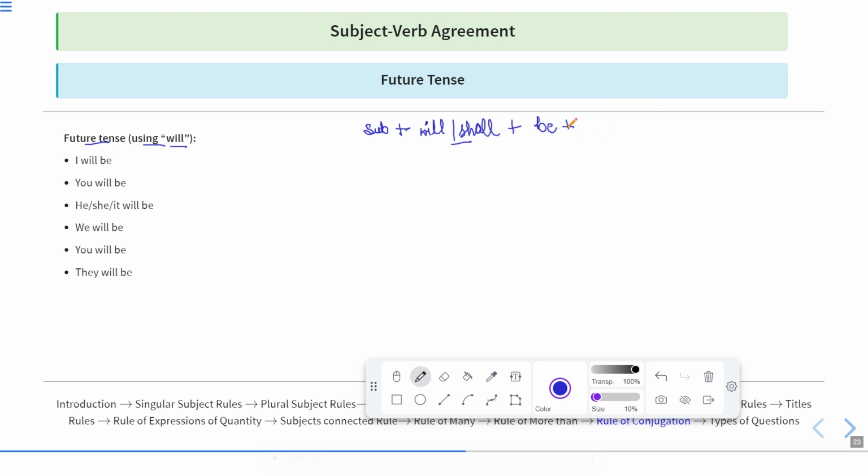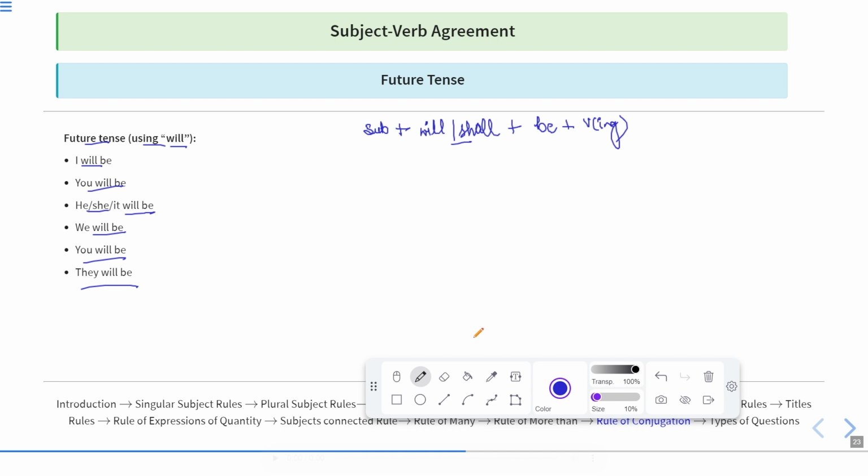If we talk about future continuous, this is not about future indefinite, but about future continuous. So these are the rules of future continuous tense: subject plus will or shall plus be plus verb with ing. In this manner we can see the sentences. So I will be, you will be, he, she, it will be, we will be, you will be, they will be.